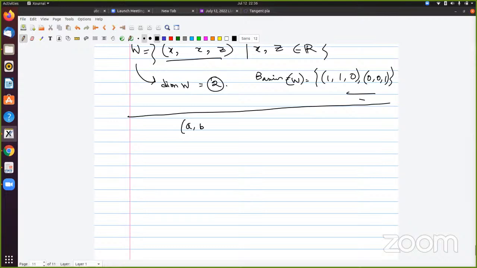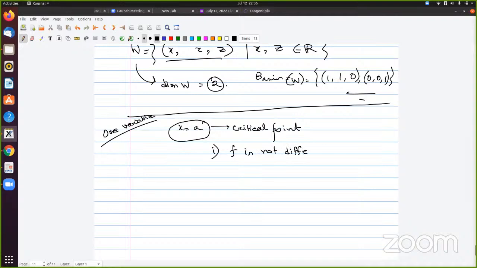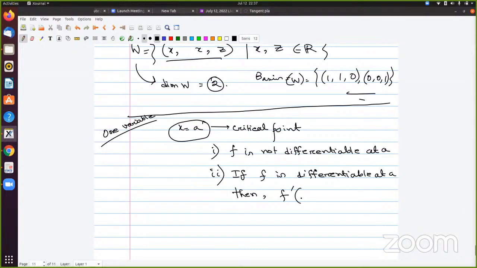Right. So we call x equal to a a critical point. I am talking about one variable, okay? Next session we'll talk about multivariable, and then I will change it. So x equal to a is a critical point if either of one condition holds. First, f may not be differentiable at a, then also we call it a critical point. And second, if f is differentiable at a, then this should hold: f dash a is equal to 0. So this was the definition of critical point.